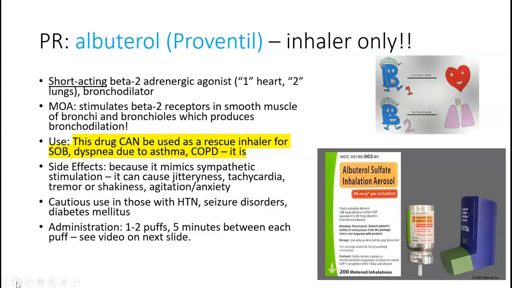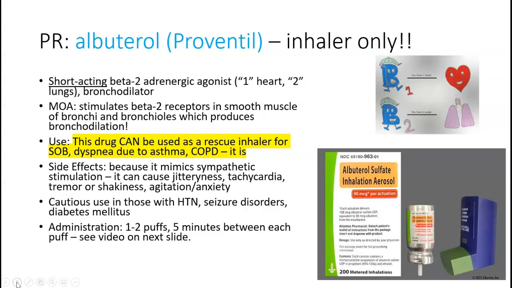And then we want to do cautious use in people who have hypertension, because this can make it worse. Seizure disorders and diabetes. And you're like, diabetes, what the heck? Well, it's not that albuterol has anything to do with glucose levels. It really is the fact that you have that sympathetic stimulation. And that may cause you to make a false judgment about whether you're hyper or hypoglycemic. So we just want to be really careful in using this in that population.